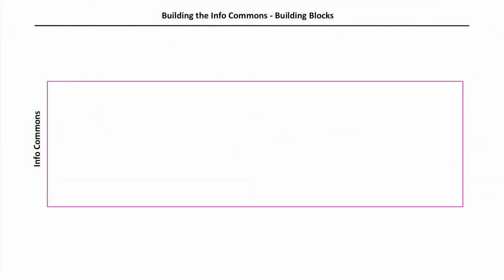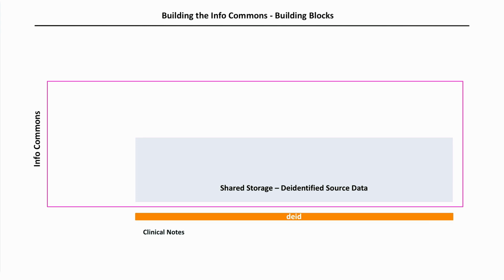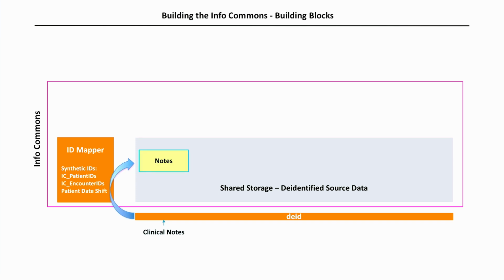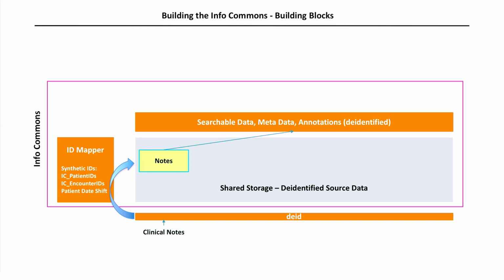So this is a modular picture of the information commons and how we're building it up. Very high level picture. We have some shared storage, and domain by domain, we're bringing the data into the information commons. So clinical notes, we bring in, we go through a de-identification pipeline specific to the notes. We look up replacement identifiers in an ID mapping service. We find patient-specific date shifts. We de-identify the data and store the data in our shared storage, and then extract parameters and concepts from those notes that we promote to a searchable data layer.